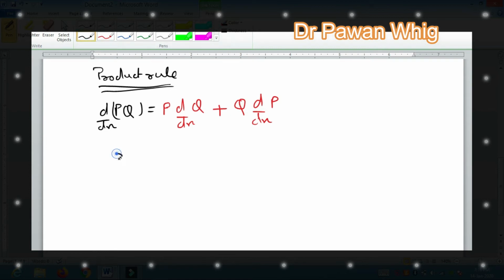Let us suppose, I'm giving you an example, we have x sin x. Here x and sin x are the two terms which are in product. So if somebody does not apply the product rule and does the differentiation like this, for x the differentiation is 1 and for sin x the differentiation is cos x, this is absolutely wrong.